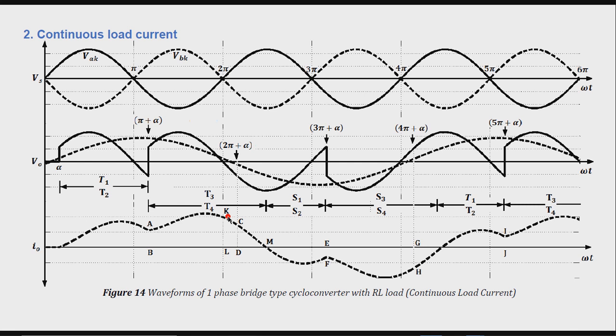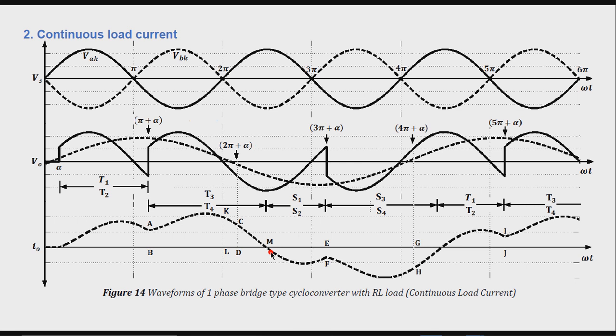After omega t equal to 2 pi, A is positive with respect to B, but due to the inductive load, T3 and T4 will remain in conduction till the load current reaches 0 at point M. Now S1 and S2 are triggered at omega t equal to 2 pi plus alpha. So when current goes to 0 at point M, T3 and T4 turn off and S1 and S2 start conducting.